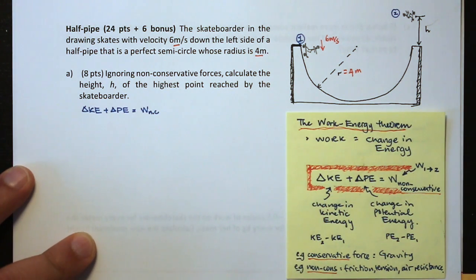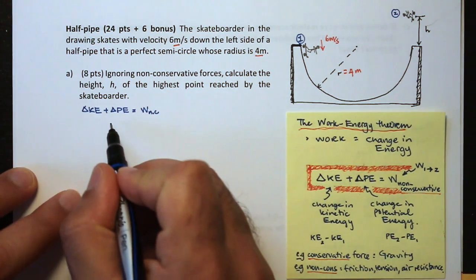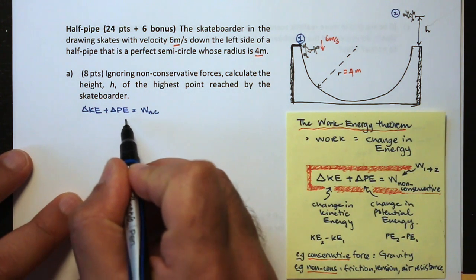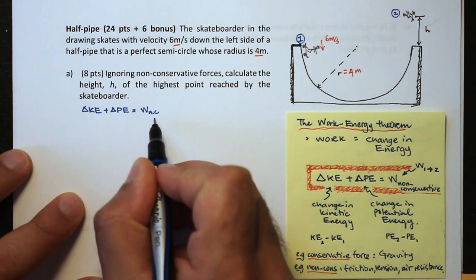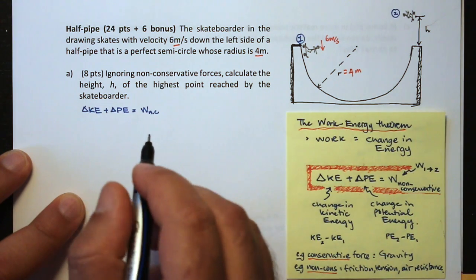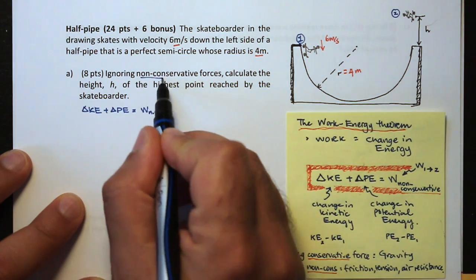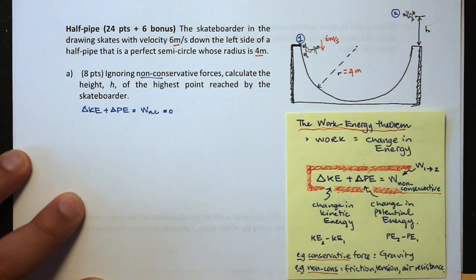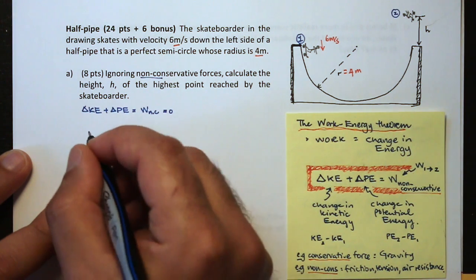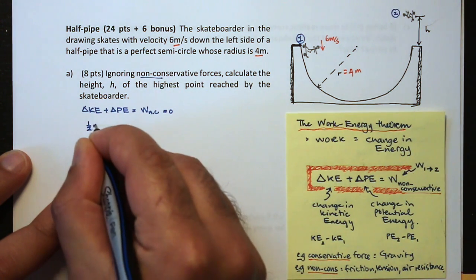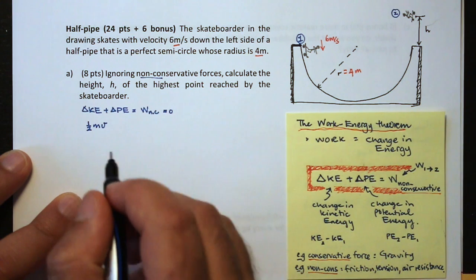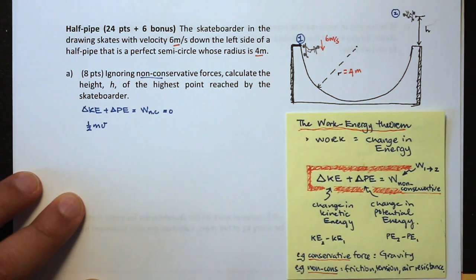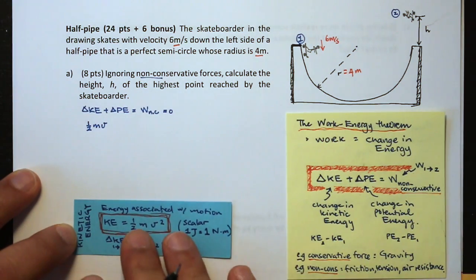This is the change in kinetic energy from 1 to 2 plus the change in potential energy from 1 to 2 is equal to the work done by non-conservative forces from 1 to 2. And in this case, because I'm ignoring non-conservative forces, this is going to be equal to 0. And the change in kinetic energy, of course, is equal to the kinetic energy at point 2 minus kinetic energy at point 1.